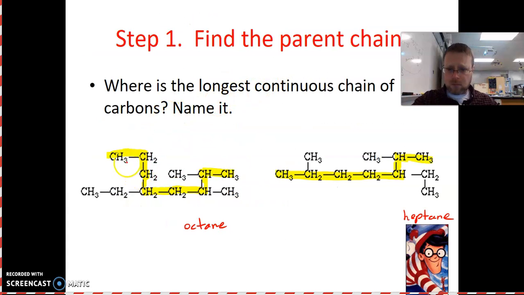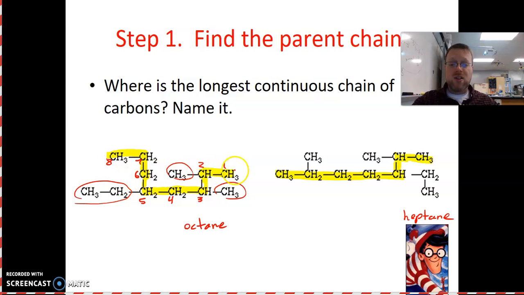All right, so if I were numbering this chain, looks like I've got an attachment here and an attachment here and another attachment here, but looks like most of the attachments are closer to this end than to this end of my chain. And so I'm going to number my chain this way. This is going to be carbon number 1, 2, 3, 4, 5, 6, 7, and 8.